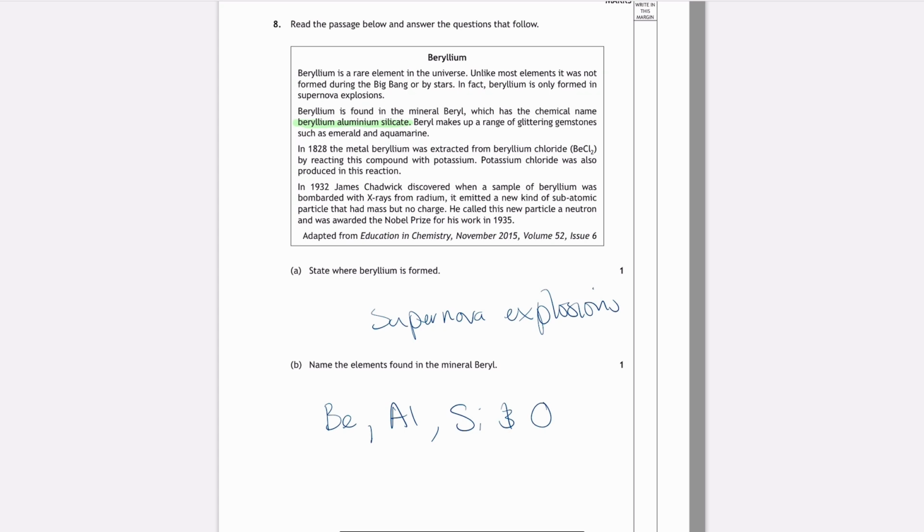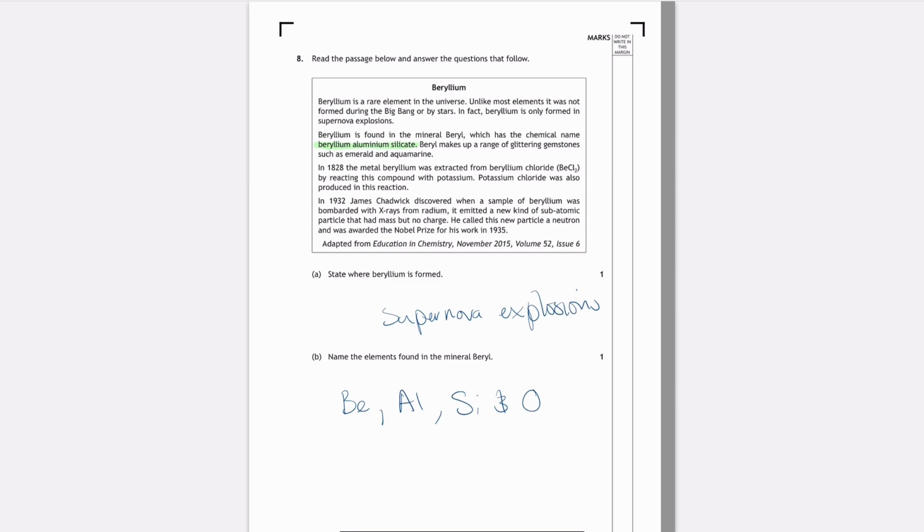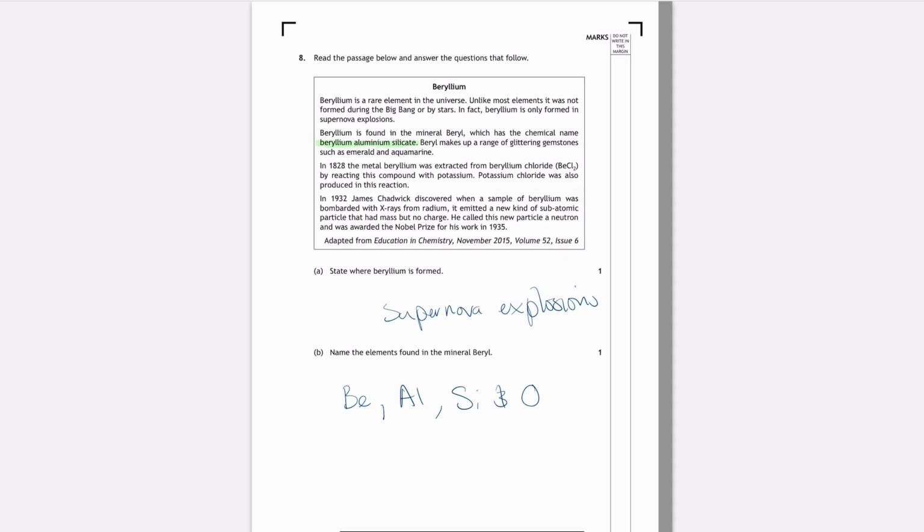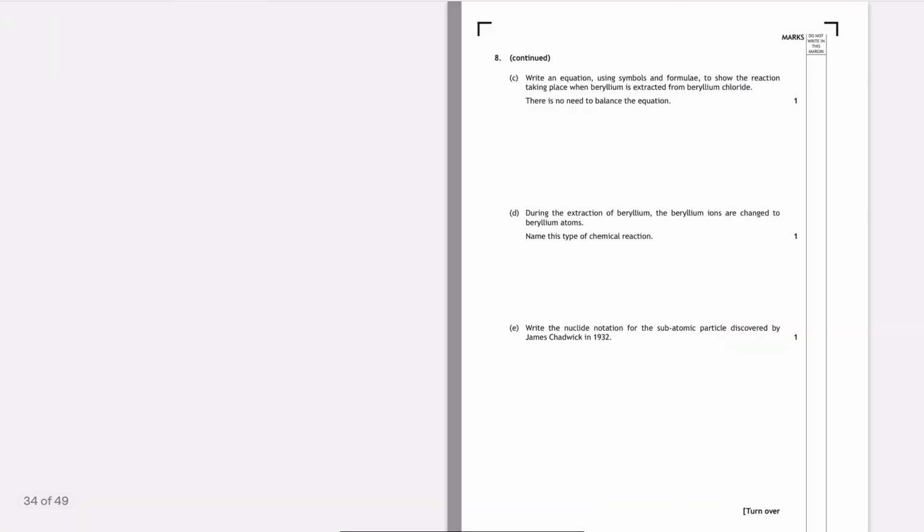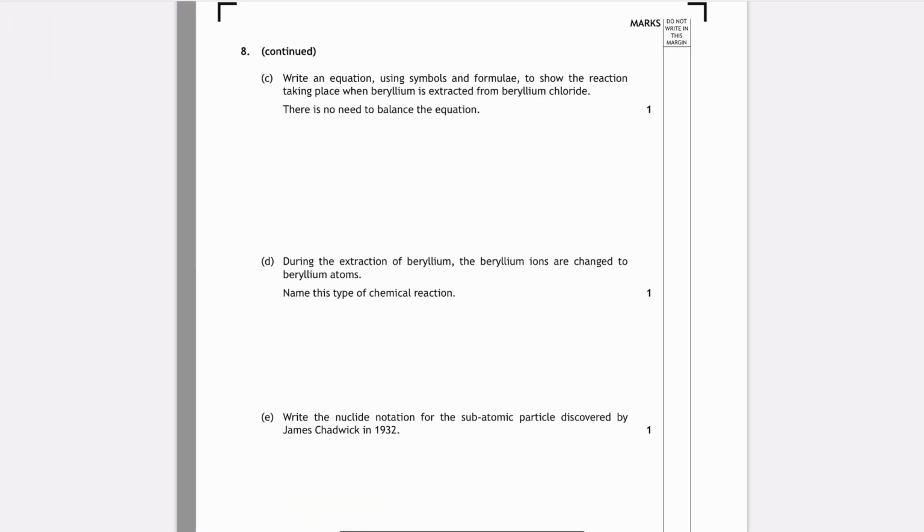If you were writing it in a formula, oxygen would have to be written as O2, but because you're just stating it as an element that's present in a compound, you don't need to write it as being diatomic. But if you did, that's also fine, you wouldn't be penalised. You could write the names of these as well, but I just didn't write them for the sake of time, because you guys don't want to really be sitting here watching me write out words.